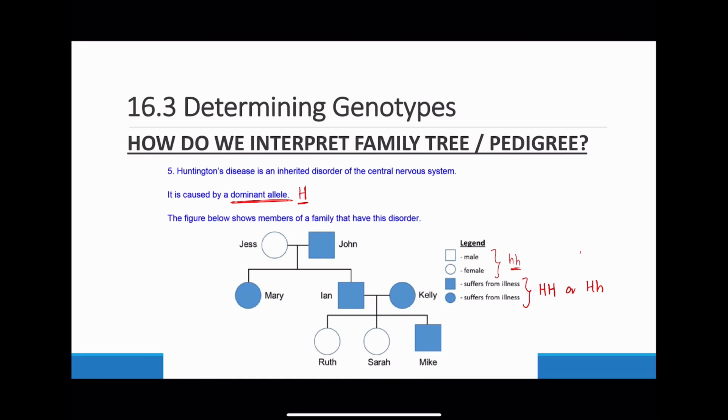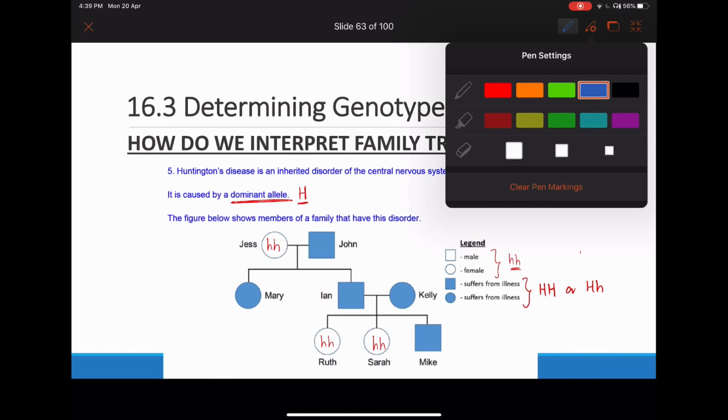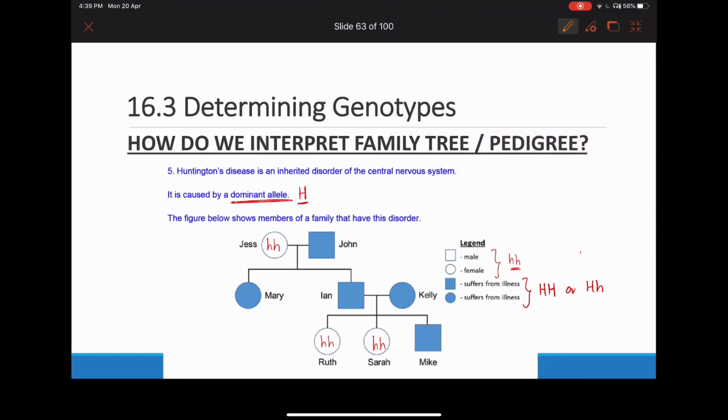This gives me a bit of information that this person here is small h, homozygous recessive. This is homozygous recessive. This is homozygous recessive. Because that's based on my legend, I can give all this information. That's what I do when I interpret the entire thing.